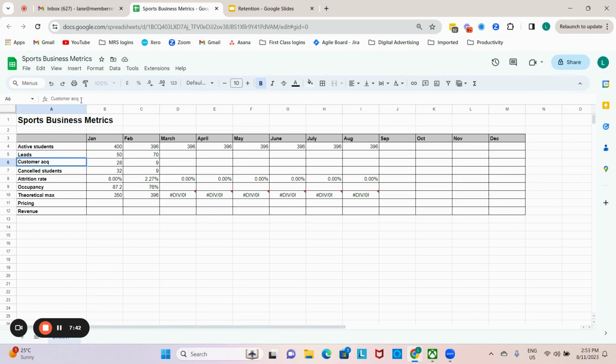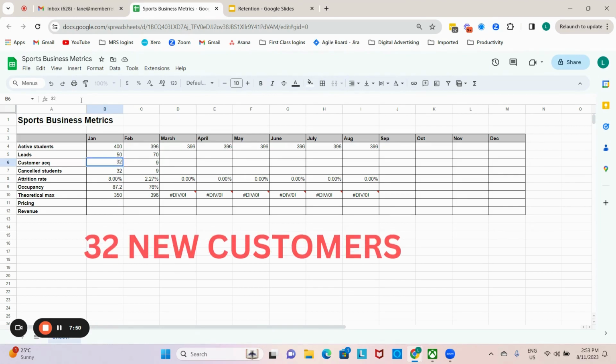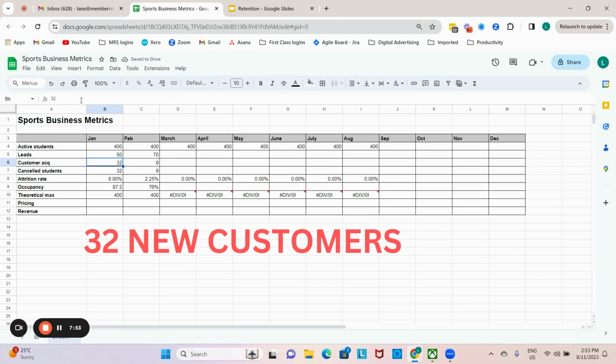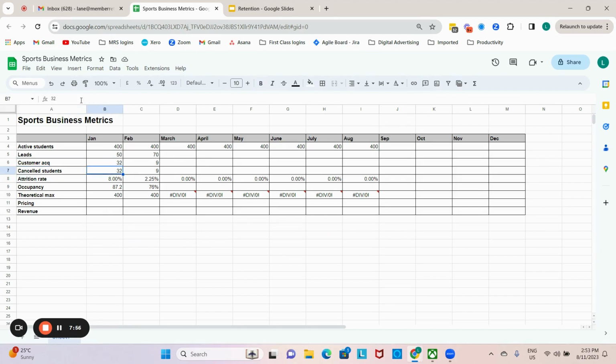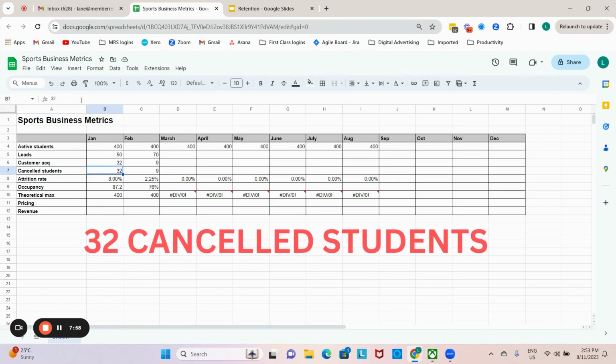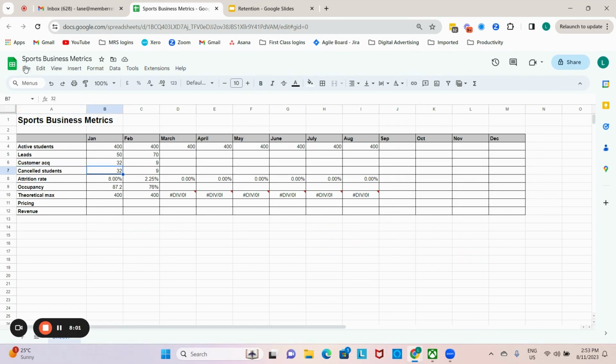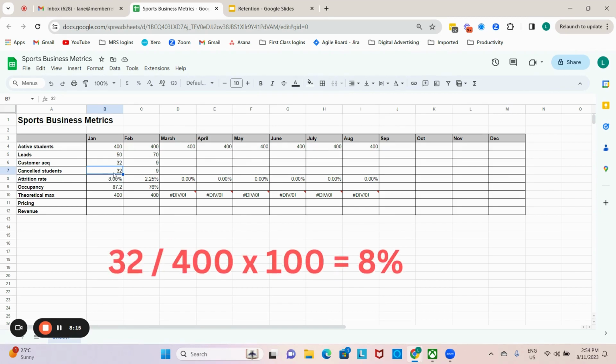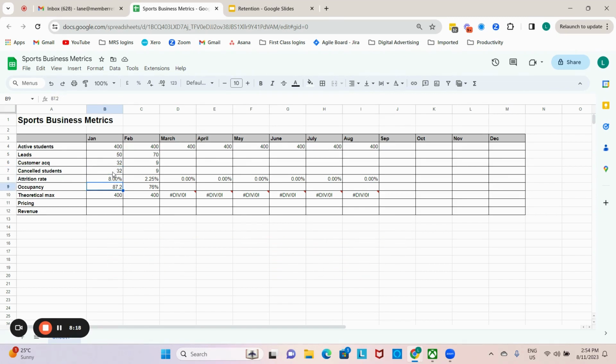So let's say, I'll just make it shortened. So let's say we've acquired, I'm just going to make up some numbers, 32 new customers, and we've had 32 cancelled. So this is automatically designed to calculate our attrition rate, which is telling us it's 8%, because 32 out of 400 is 8%. So that's quite a high attrition rate.